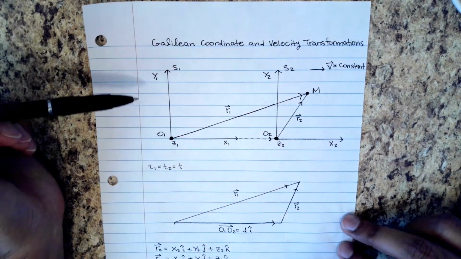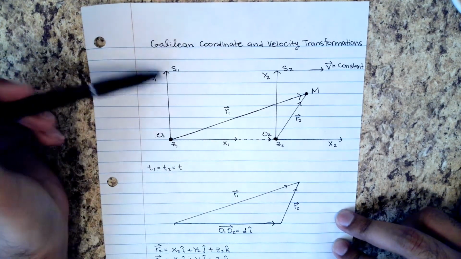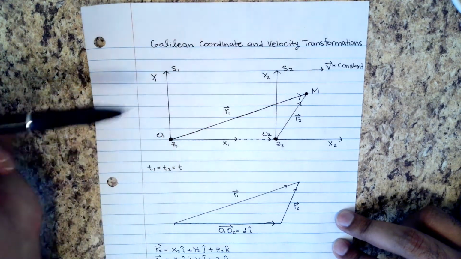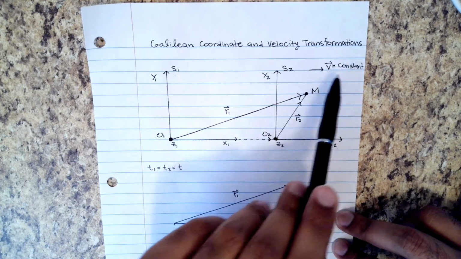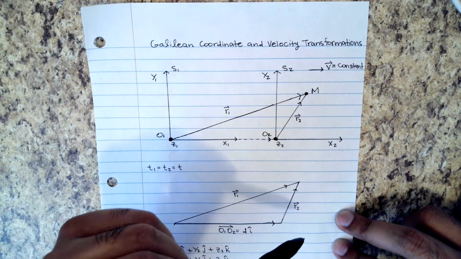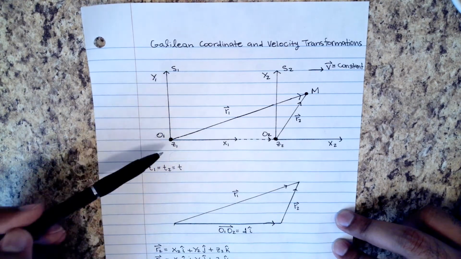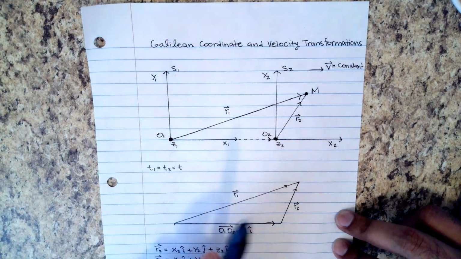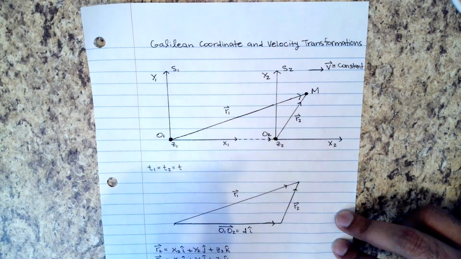Okay, so in this video, I want to derive the Galilean coordinate and velocity transformations. What you see here are two reference frames, or two coordinate systems, S1 and S2. S2 is moving with a constant velocity with respect to S1. S1 has the x-axis labeled x1, the y-axis labeled y1, and the z-axis z1, which is in this case coming out of the page. And similarly for S2 we have x2, y2, and z2, which is coming out of the page.